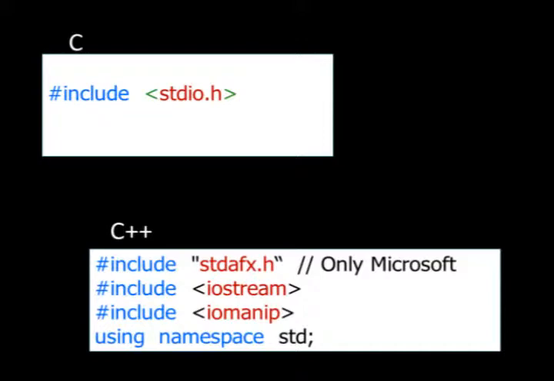I'm also using #include iomanip. That one is so I can set the number of digits past the decimal place. The last thing is using namespace std; semicolon. This is the only place so far that I have the semicolon.